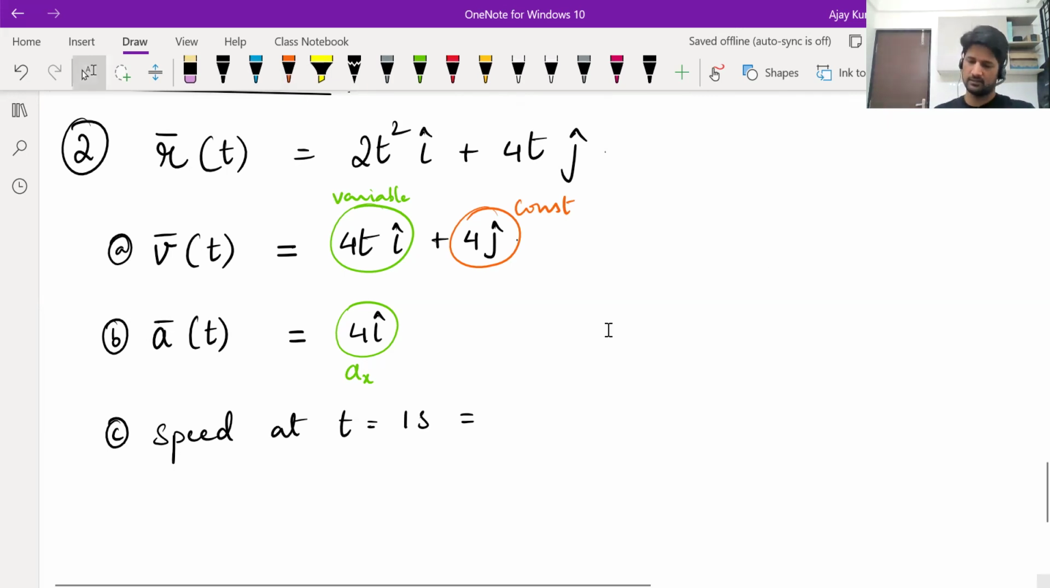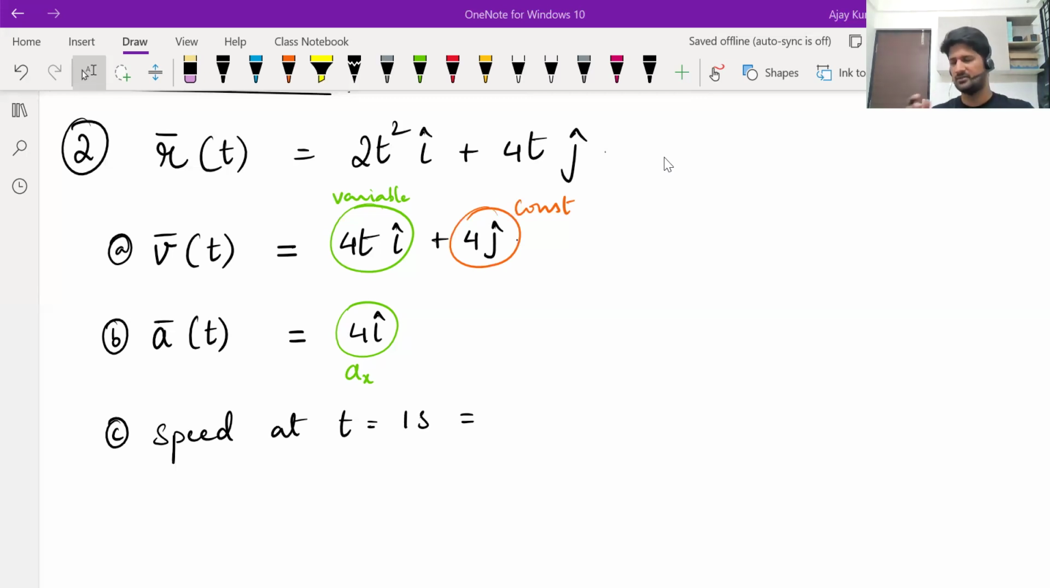Okay, right. Next, speed at 1 second. Nishita, can you answer? Nishita is not active today. Anyway, Pawan, how did you calculate speed? Sir, 4t whole square plus 4 square. Repeat. 4t whole square plus 4 square.